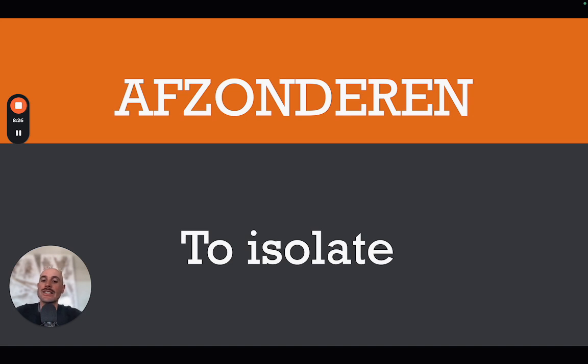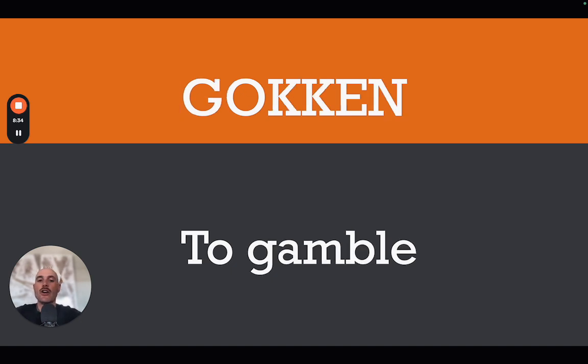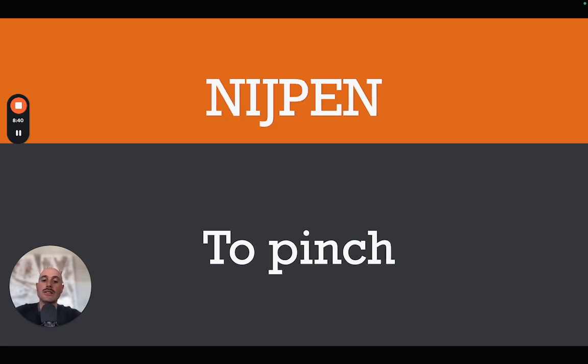Afzonderen. Afzonderen is to isolate. Okay? Zich afzonderen, you can also use it as a reflexive verb, would be to isolate. Right? Gokken. Gokken is to gamble. Take a gamble would be gokken in Dutch. We continue with to pinch, and to pinch in Dutch is nijpen. Alright? Nijpen, iemand nijpen is to pinch someone.